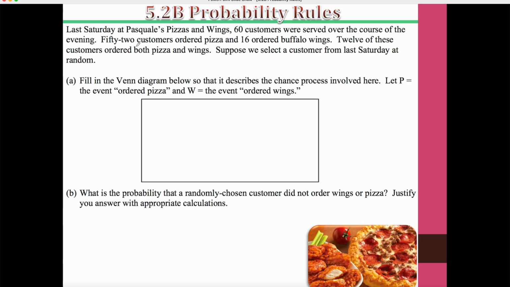Last Saturday at Pasquale's Pizzas and Wings, 60 customers were served over the course of the evening. 52 customers ordered pizza, 16 with buffalo wings, 12 ordered both. Suppose we select a customer from last Saturday at random.